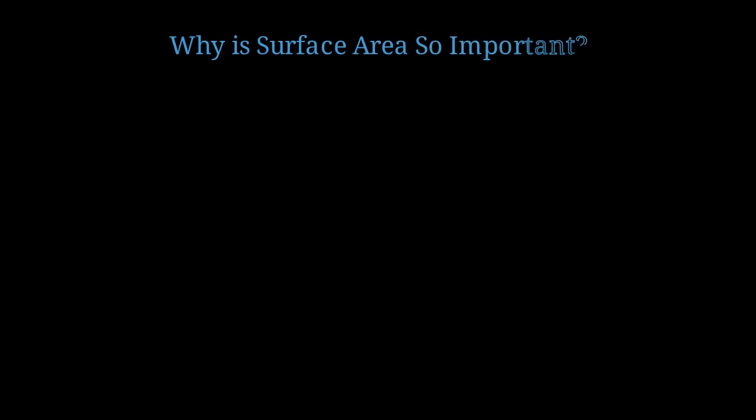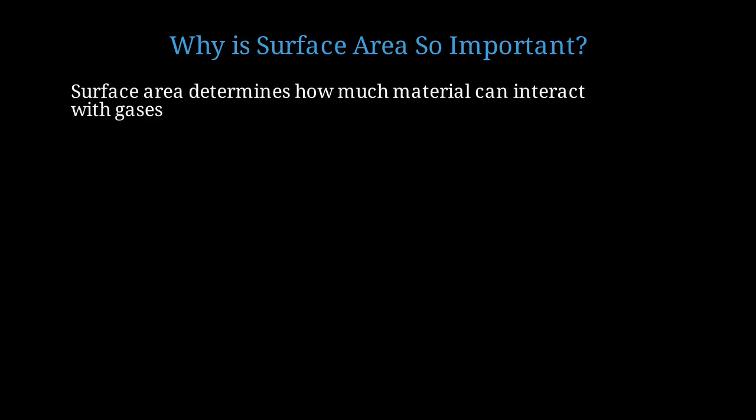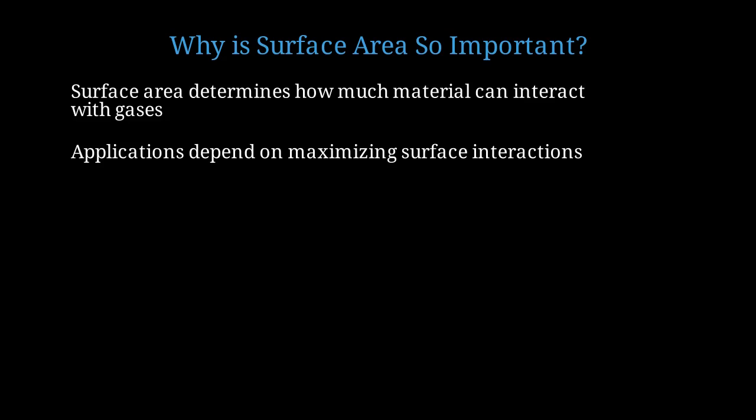But why do we care so much about surface area? Let me explain why this property is so critical. Surface area determines how much of the material can interact with gases or molecules. The more surface area, the more interactions can occur. For applications like gas storage, catalysis, and separation, we need to maximize these surface interactions. That's where MOFs excel. Let's explore this famous football field analogy that scientists use to describe MOFs.